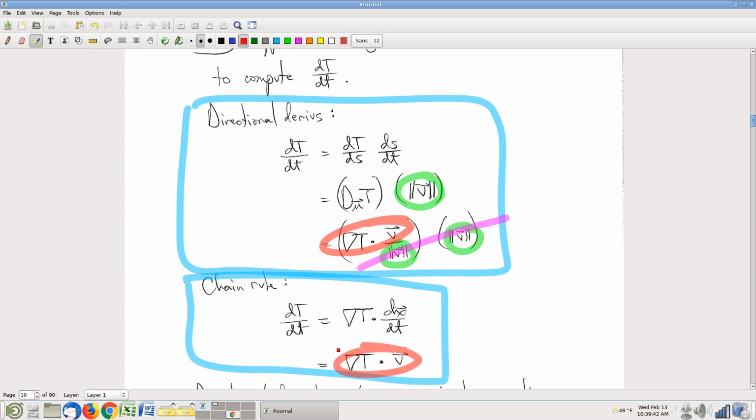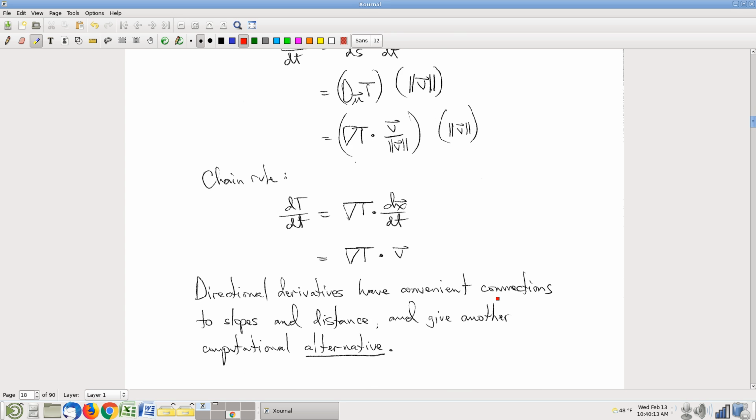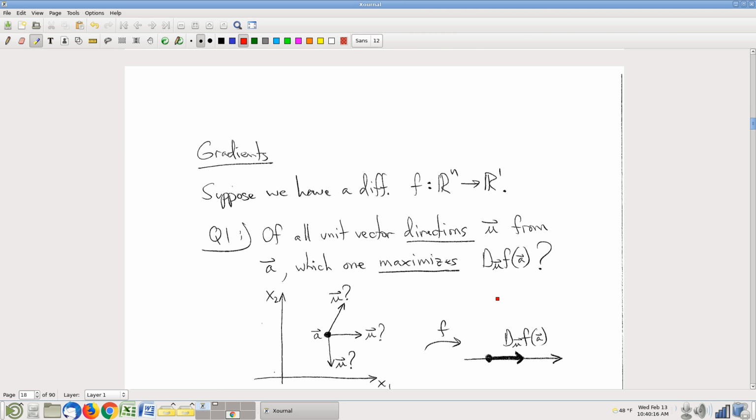Understand that the directional derivative is different. It's got different interpretations. Sometimes it's what you're looking for. Sometimes it's not what you're looking for. It's got different computational perks. Sometimes it's more convenient. Sometimes it's less convenient. They're just different. So it's important to understand the distinction and the relationships, and then apply appropriately and compute cleverly.